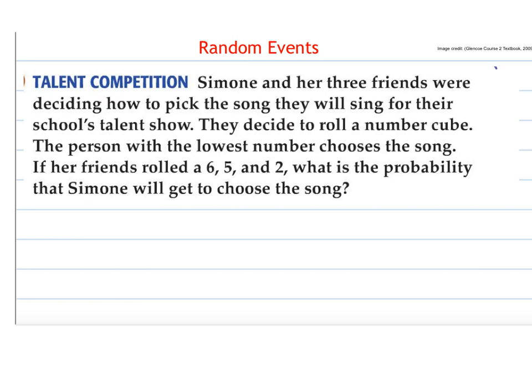Well, we have to reread the question, right? We don't always know what to do the first time. What I remember was that the person with the lowest number gets to choose the song. We were told that her friends have already rolled a 6, 5, and a 2. We're rolling a number cube, which I know has 6 total possibilities. And she needs to do the lowest. Well, I'm looking at these and I'm thinking 1 is the only number less than 2, and if she has to get the lowest, she has to get a 1. So the probability of her getting a 1 on a dice, 1 is only one of the numbers, that's 1 out of 6. So she has a 1/6 chance of rolling the dice at random and getting a 1 to be able to choose the song.